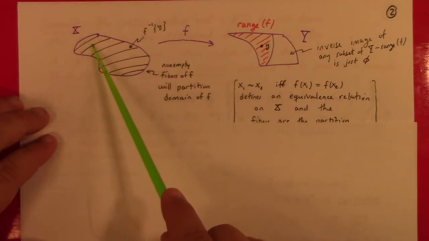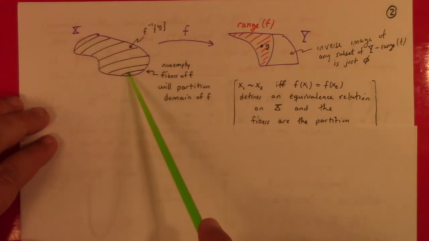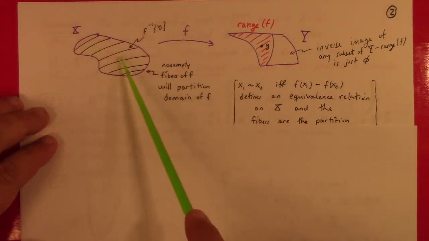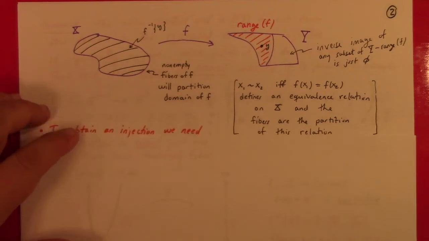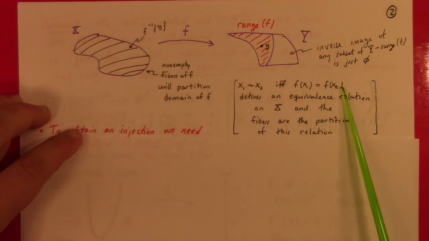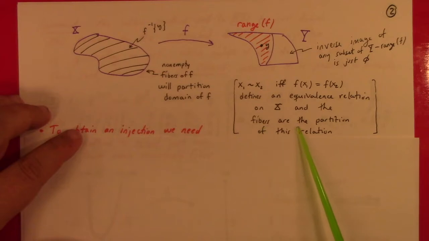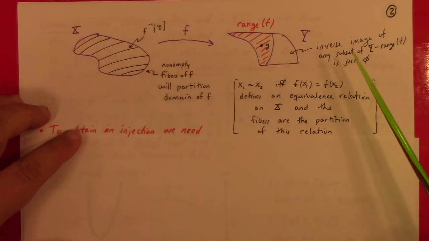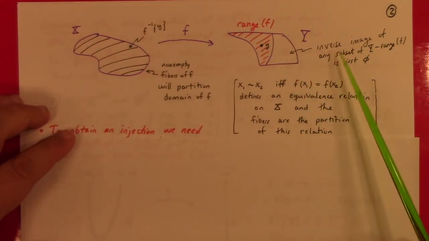The fibers are simple though. There's a nice pattern here. It's not like you can have more than one fiber going through a point. So these fibers actually partition the domain. The non-empty fibers partition the domain because membership in a fiber is an equivalence relation. x1 is equivalent to x2 if and only if f(x1) equals f(x2). That defines an equivalence relation on X, and the fibers are the partition of this relation. I should say the non-empty fibers, right? In contrast over here, the inverse image of the part we cut off would just be the empty set.